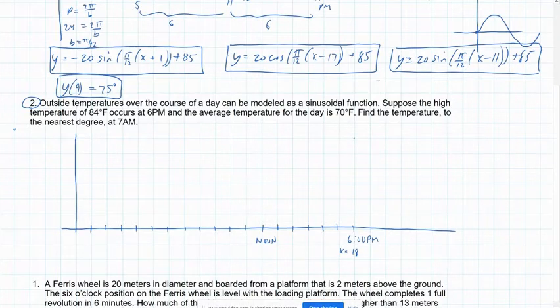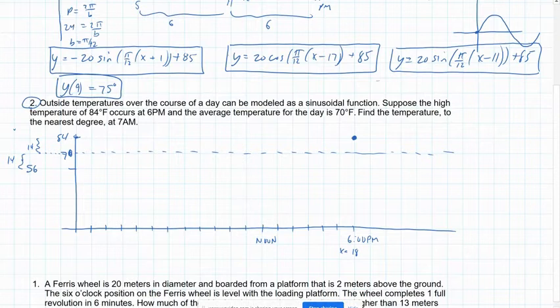So we can say that's up here at about 84. The average temperature is 70. So if we say that's 70, 84 is 14 degrees above the midline. So that tells us our amplitude is 14. So if we go 14 degrees in the other direction, that puts us at 56. So from 56 to 70 is 14 degrees, and from 70 to 84 is 14 degrees.